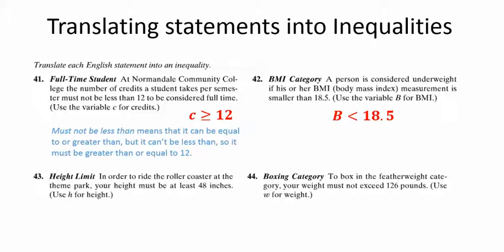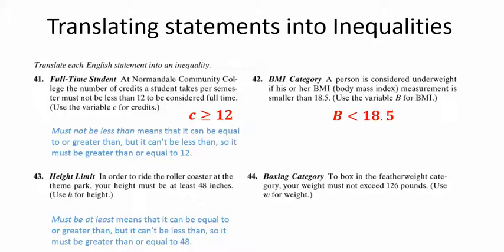Height limit. In order to ride the roller coaster at the theme park, your height must be at least 48 inches. Use H for height. So here's a new phrase that we haven't encountered yet: must be at least. So I have a note here. It says must be at least means that it can be equal to or it can be greater than, but it can't be less than. So it must be greater than or equal to 48 in this case. So must be at least means that you can be that amount or greater, but you can't be less than. So we say greater than or equal to there.